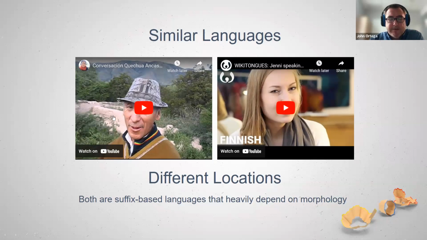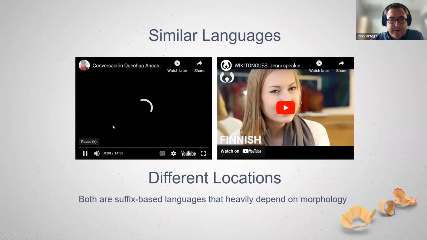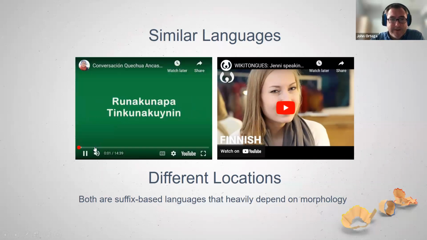Basically, the one on the left-hand side which I'm going to play is the Quechua video, and the one on the right is the Finnish video. This is just so that you can understand how the languages sound, and hopefully pick up on some differences, and actually more than differences, similarities. So here's the Quechua. Hopefully you can hear that.